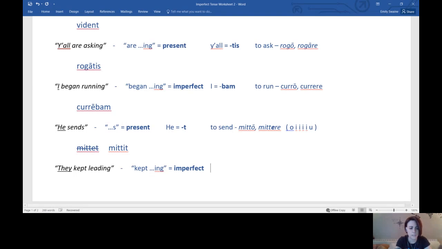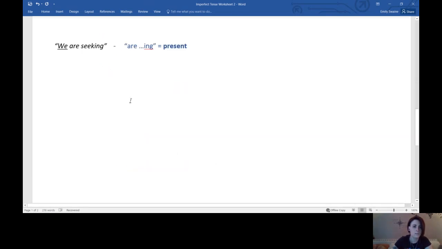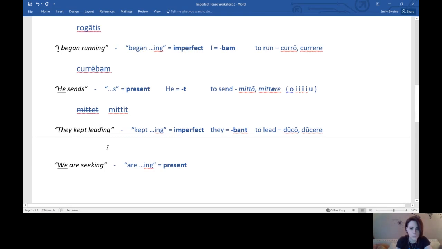"They kept leading." So it is imperfect. "Kept" is always imperfect. "They" is our subject, so our ending is going to be -bant with a BA. And then to lead, we had this in our last vocab list: duco, ducere, duxi, ductus. We're going to have our stem, duce, and then add our -bant for "kept leading," ducebant.